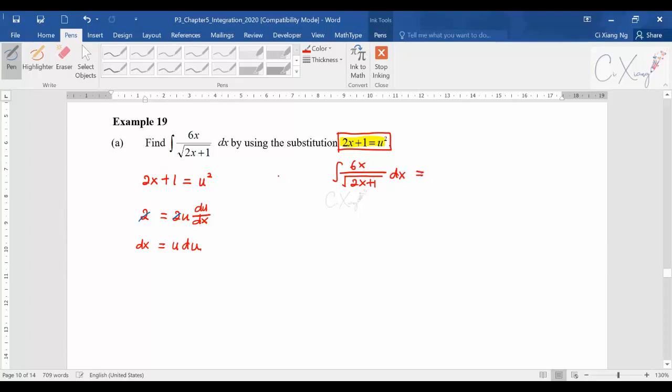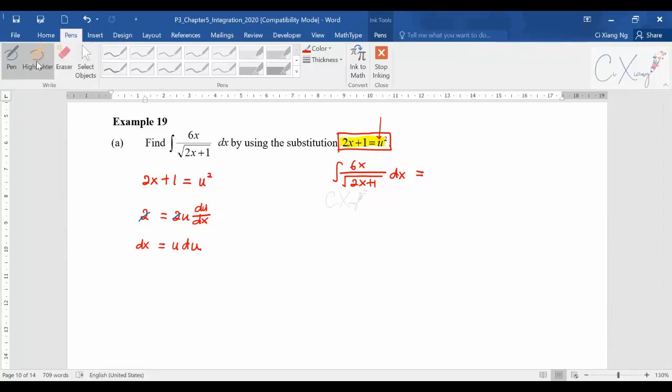So how can we use the substitution method to integrate this? Because this equation looks very complicated. We never learned it before. How to integrate? First step, you need to substitute all the x. You see that you have x, 2x plus 1, then dx. Your aim is to change all the x here into something related to u. So before you do the integration, you should change all the x into u first.